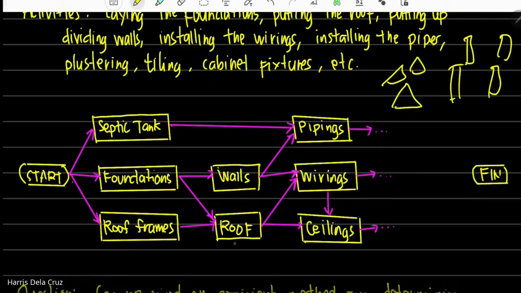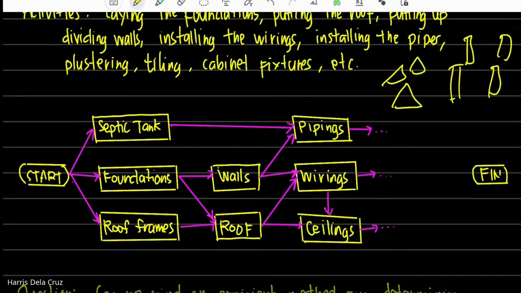Now, yung roof, dalawa yung kailangan munang matapos. Kailangan matapos muna yung foundations at tsaka kailangan na welding na yung frame bago mo gawin yung roof. So, once may walls ka na, may roof ka na, pwede ka nang mag-pipings. Yan. Pero yung piping, siyempre kailangan may septic tank ka. Para alam mo kung saan pupunta yung pipes, di ba? So it's very important na may septic ka na. May drainage system ka na.